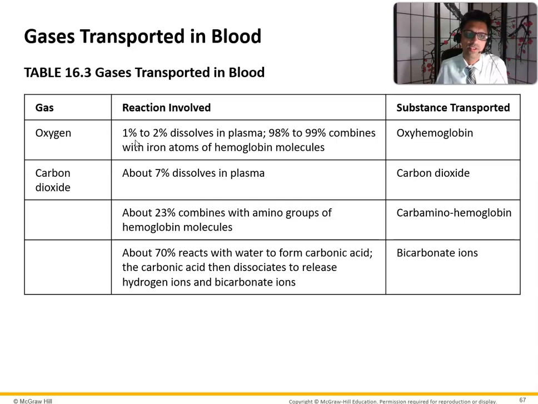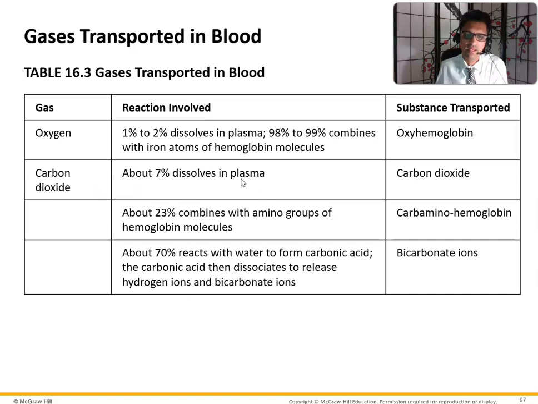So oxygen, just kind of a recap. Oxygen 1 to 2% dissolves in plasma. 98 to 99% combines with iron atoms of the hemoglobin molecules. And the substance that we use is called oxyhemoglobin. Okay. Carbon dioxide is transported three ways.